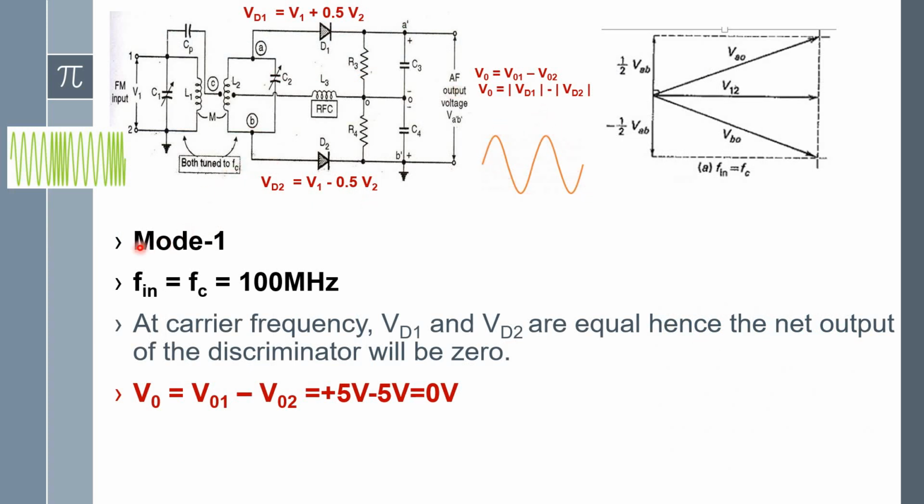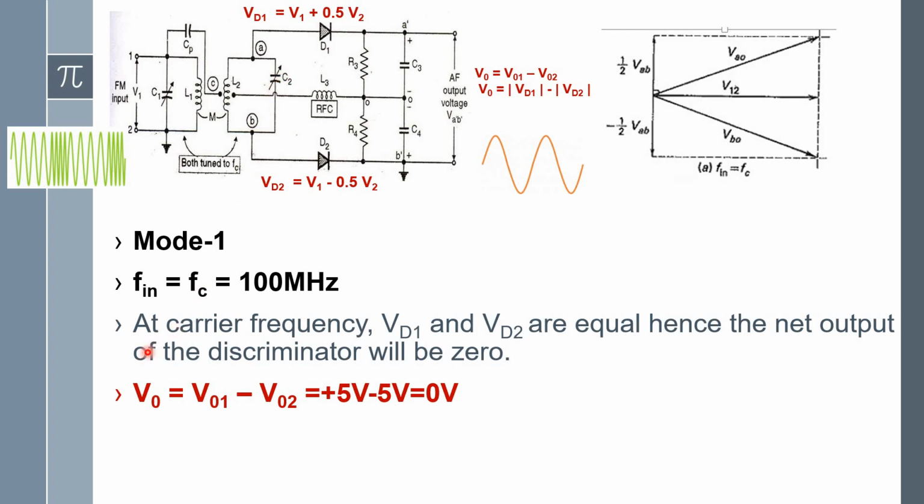So here, the first mode of operation, I am considering the input frequency is equivalent to carrier frequency. Both the tuned circuits are tuned to carrier frequency alone. Both are in the resonant condition. The secondary of the transformer gives the equal response because it is already tuned to carrier frequency.